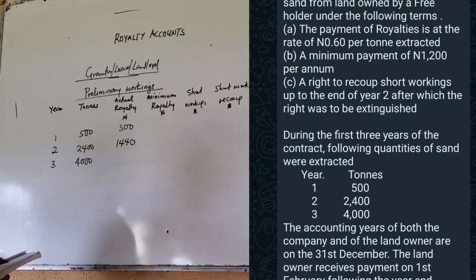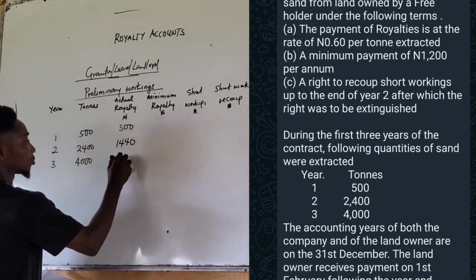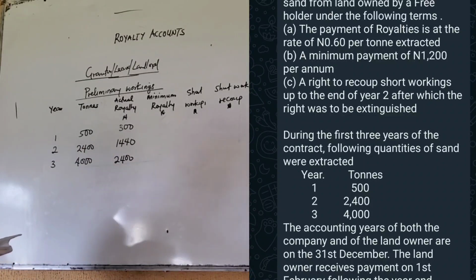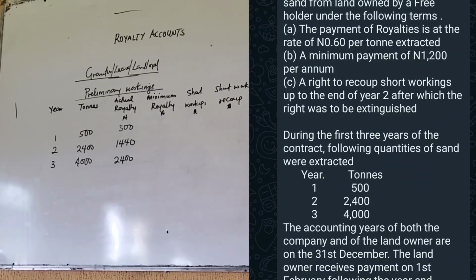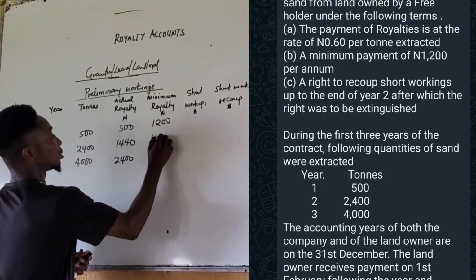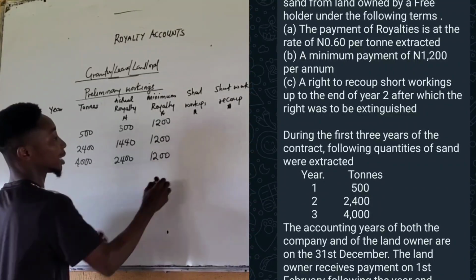4,000 times 60 kobo, 24. Then what is the minimum royalty in the question? A minimum payment of 1,200. So in every given year, it should not be less than 1,200.